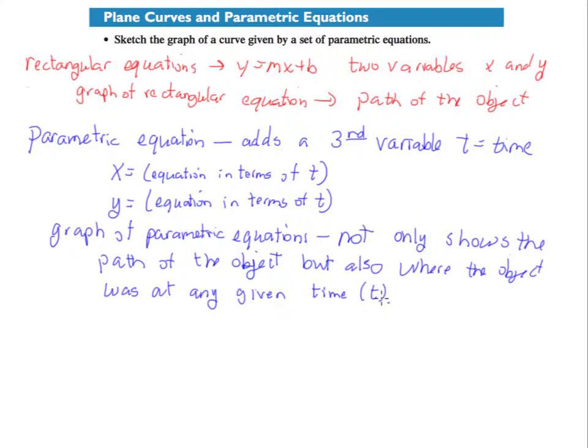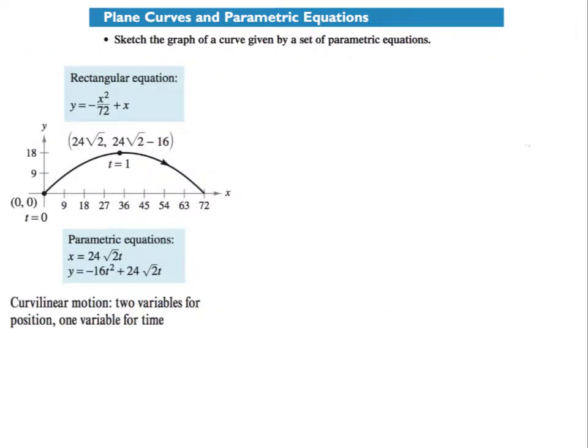For example, let's consider the path followed by an object that is propelled into the air at an angle of 45 degrees, and the initial velocity of the object is 48 feet per second. Then the object travels in a parabolic path given by the equation y equals negative x squared over 72 plus x. This is the rectangular equation of the graph, and it should look like the graph below. However, this equation does not tell us the whole story.